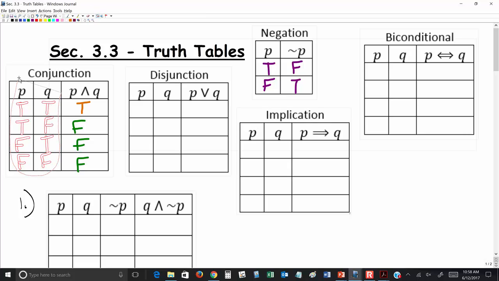And then for the or, the first two columns are the same. Those are just all the possibilities for P and Q. And then the or statement is only false if they're both false. The rest of the time it's true. Basically, with the or statement, at least one of those two has to be true. As long as at least one of them is true, then it's true. The only time it's false is if they're both false.